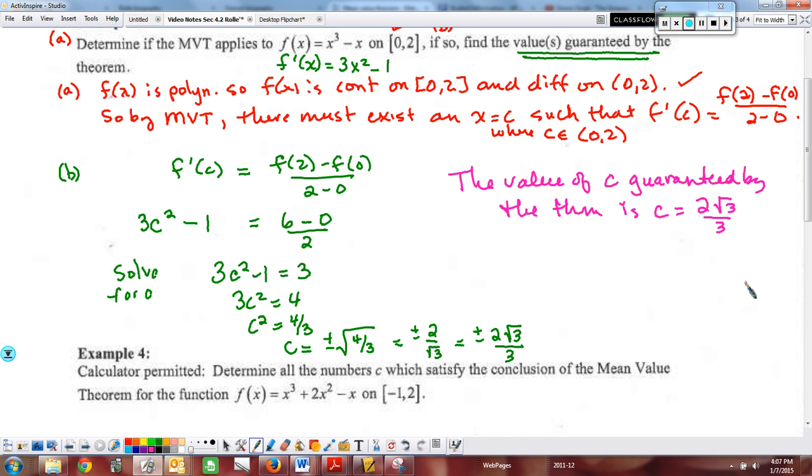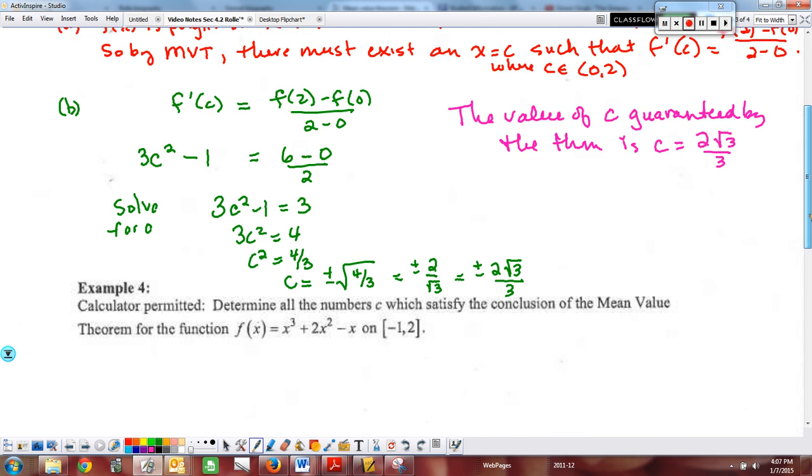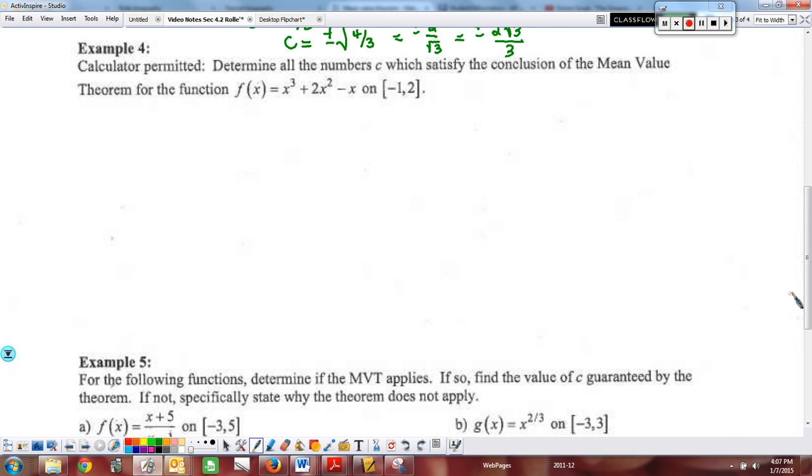All right. So now let's take a look at example 4. Now in example 4, we're permitting a calculator. So let's talk about how we would do this problem on the calculator. First, we want to determine all the numbers that satisfy the conclusion of the mean value theorem.